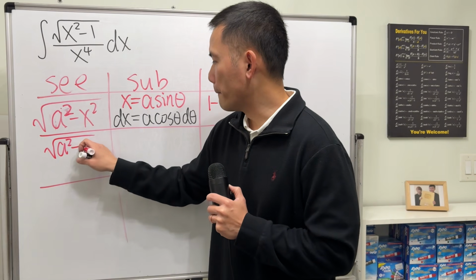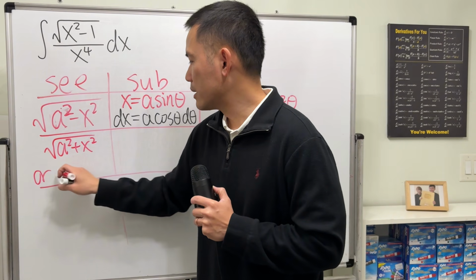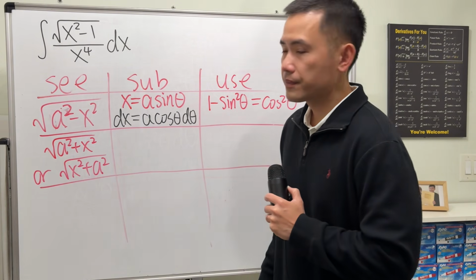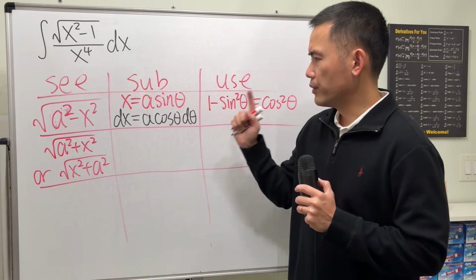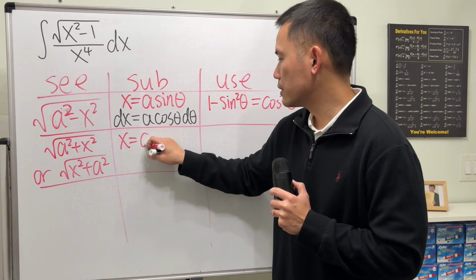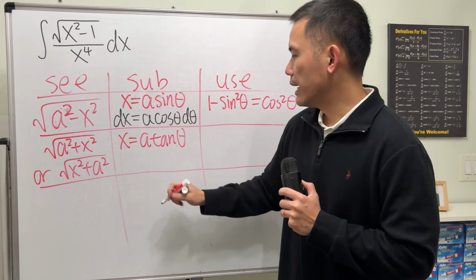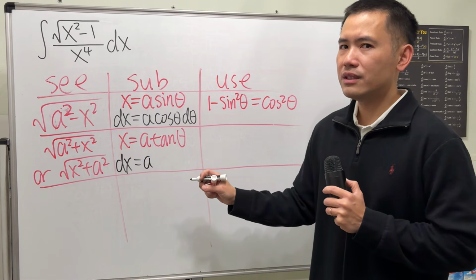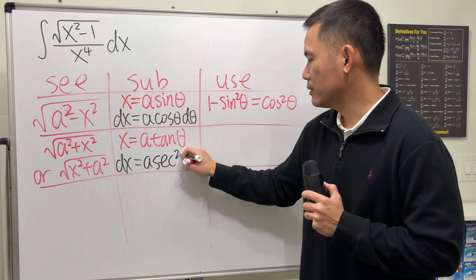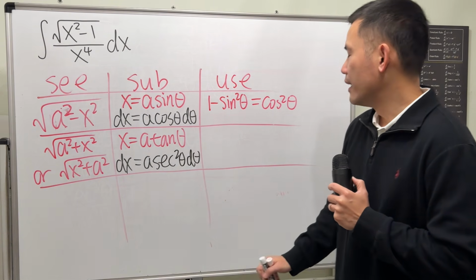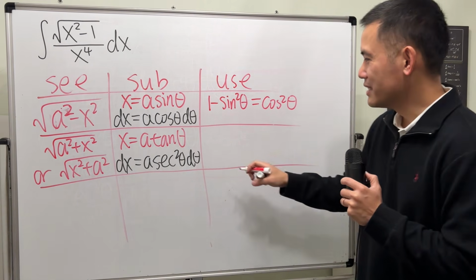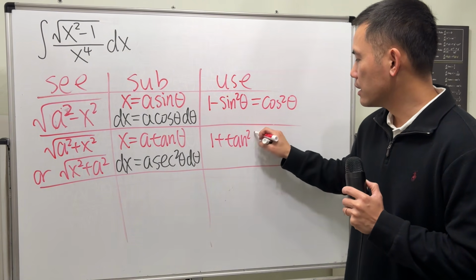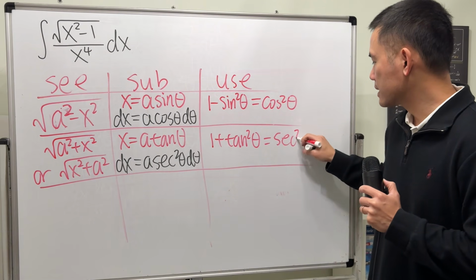The next one, a squared plus x squared, but the order of addition doesn't matter. So let's write it as x squared plus a squared as well. If you have addition in between, you use tangent. And remember the derivative for tangent: a is a, and the tangent derivative is secant squared. It's also on the board right here as well. Anyways, the identity that you have to use is 1 plus tangent squared, and you will get secant squared.